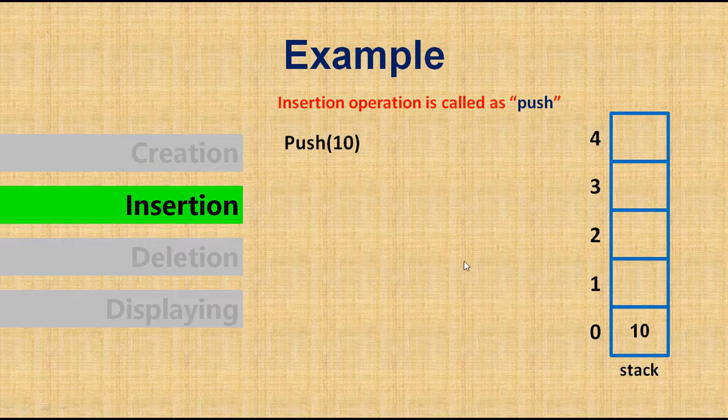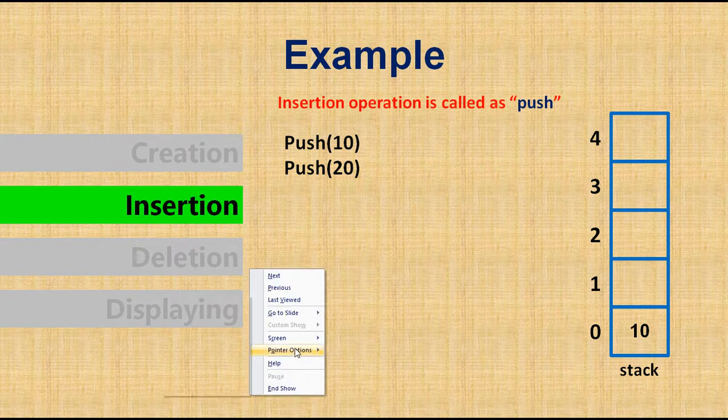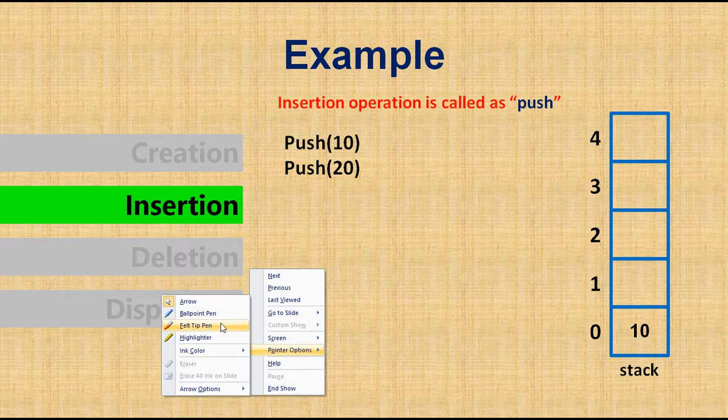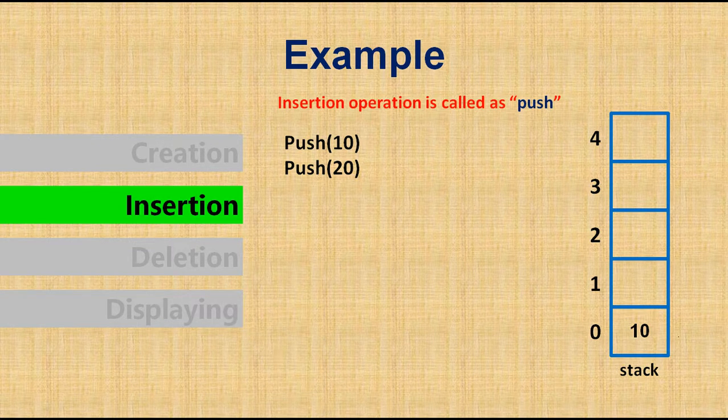Now again I am pushing one more element, so push 20. Now top will be incremented and top will come here. Let me highlight it from one point so you can easily understand. So now top will be moved to this location, and if I push 20, then 20 will be here. You can see here.